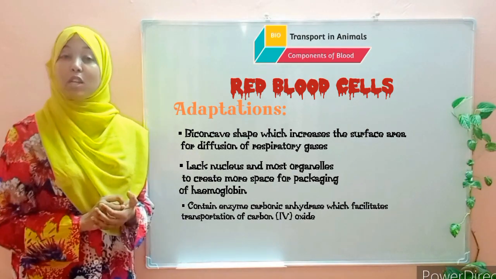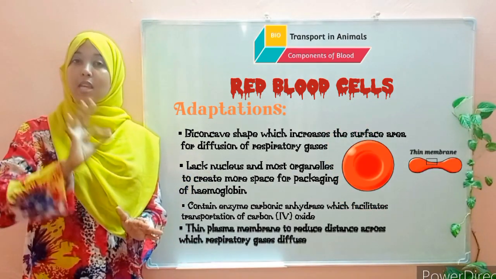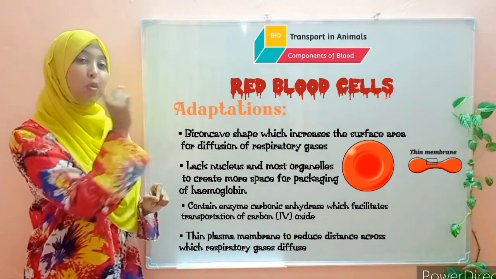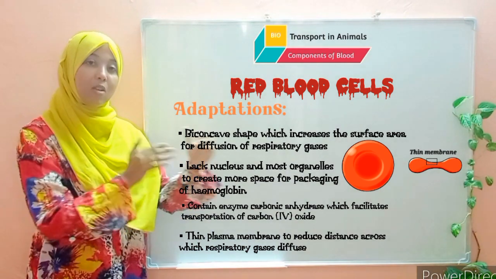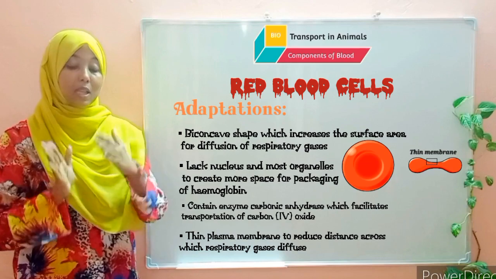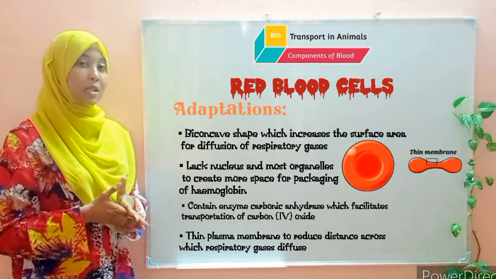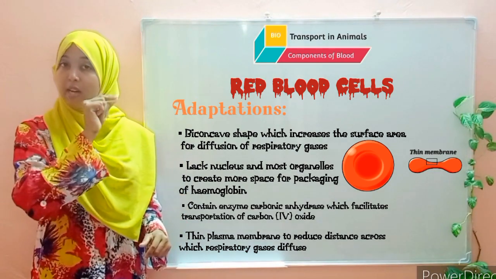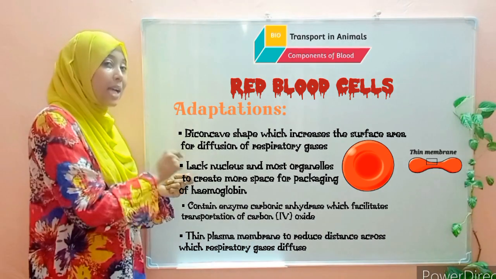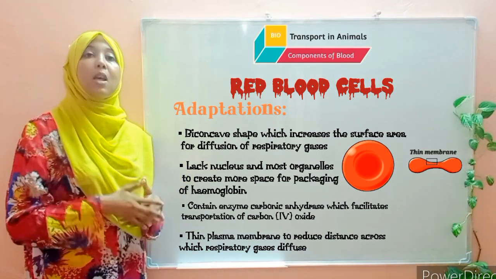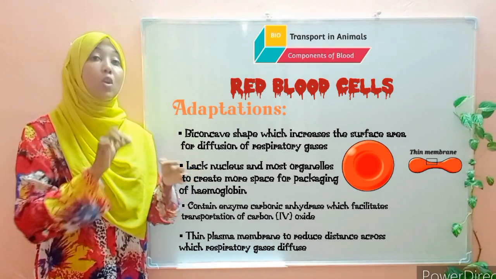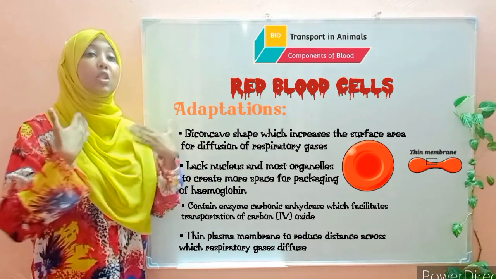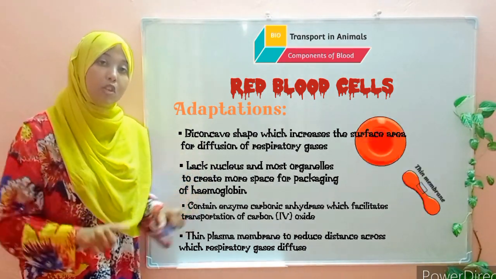Now another adaptation of the red blood cell is that they have a thin plasma membrane. Pause. Let me take you back to Form 1, diffusion. Factors affecting the rate of diffusion. Now one of those factors was the thickness of the tissues or membranes. So we're talking about diffusion happening. Now in order to ensure that diffusion occurs at a very fast rate, the plasma membrane, essentially the membrane of the red blood cell, will need to be very thin. Why? To reduce the distance across which the respiratory gases diffuse. This of course will end up making transportation of the respiratory gases more efficient.